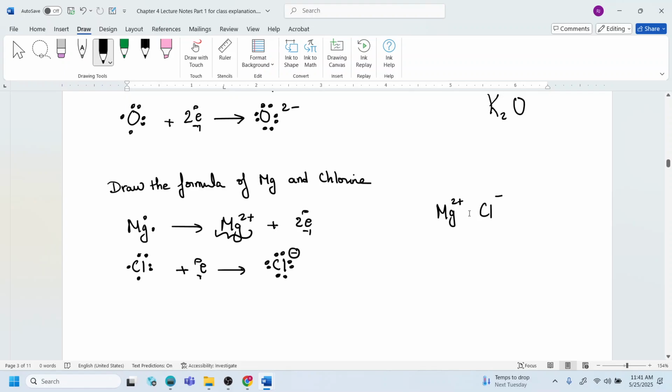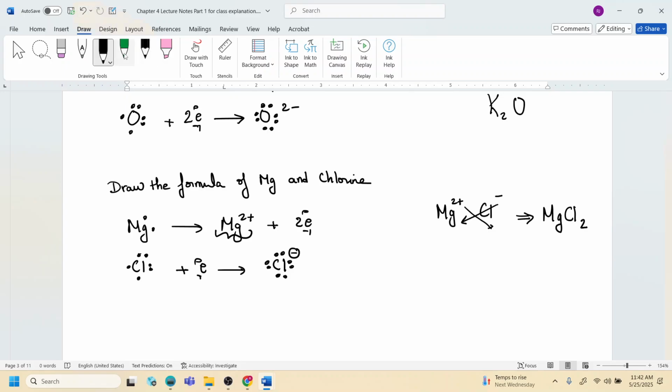I want to balance them, so I simply cross these charges. To balance them, I need to crisscross them, and then the formula becomes magnesium, Mg, and a chlorine, and the 2 is going to be there. When I cross them, this 2 goes to the chlorine, and this 1 goes to the magnesium. You just skip that; you don't have to say Mg1. So you just say MgCl2.